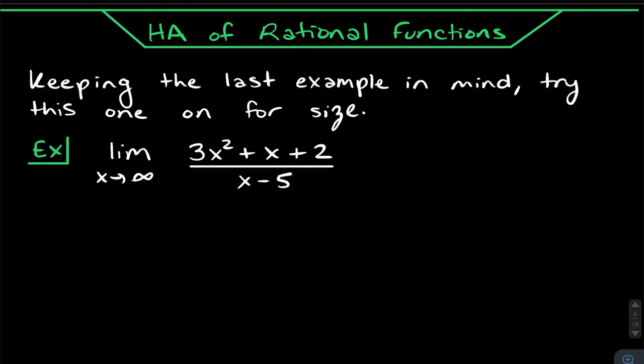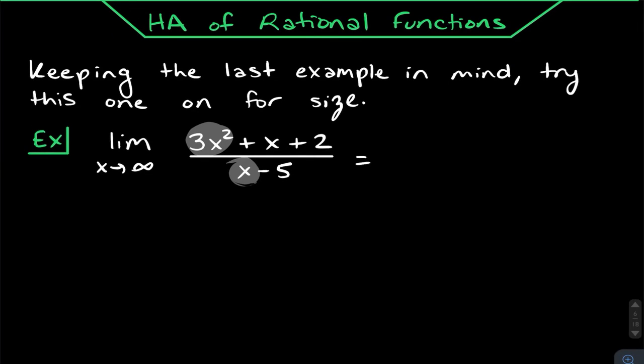Anyways, we don't care about this stuff. We only care about the 3x squared in the numerator, and in the denominator, the minus 5 won't really matter. Just the x. So let's think about the numerator versus the denominator, which one wins out? Well, the 3x squared is going to be a lot bigger than the x. The x is not nearly as big. And so the 3x squared wins, and this entire fraction gets bigger and bigger, and this ends up being infinity.